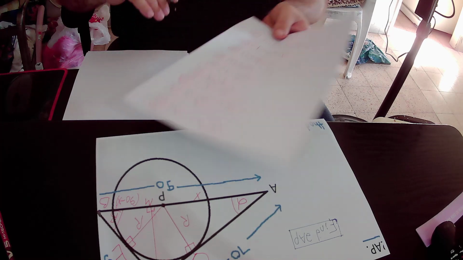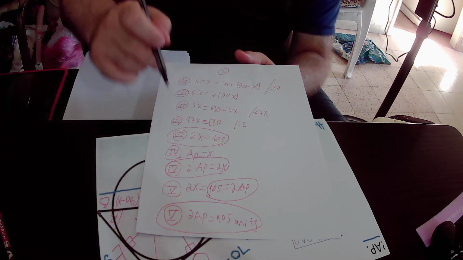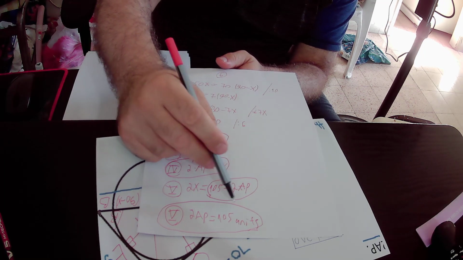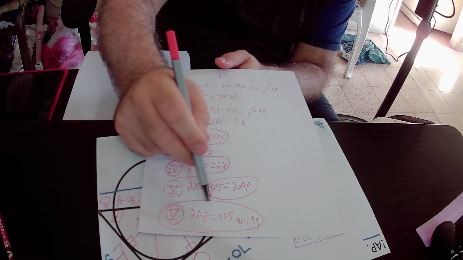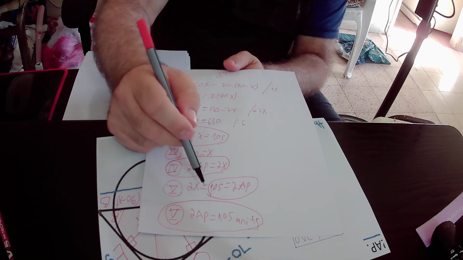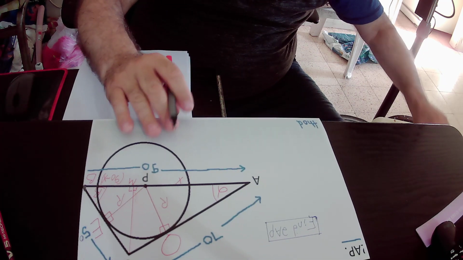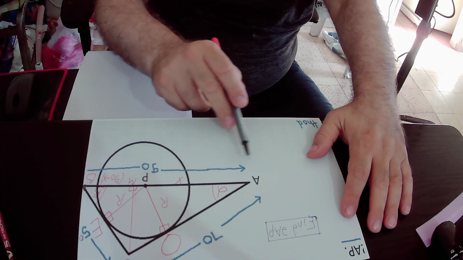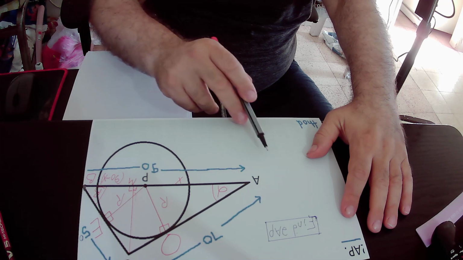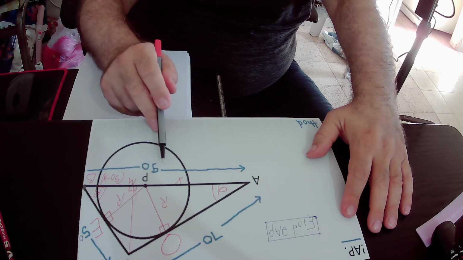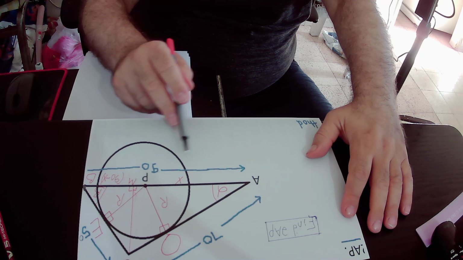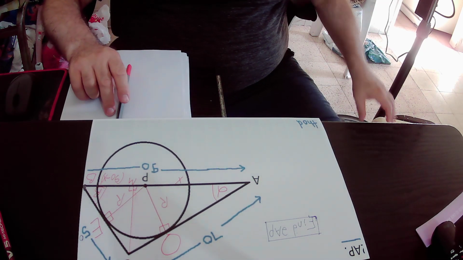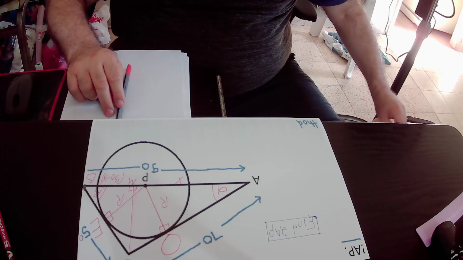So we got the equality from the fifth equation that 2 times AP equals 105 units. Okay, so the answer to our question is that 2 times AP equals 105 units, or the size of 2 times AP is actually 105 units. Okay, so now I will summarize the lecture.